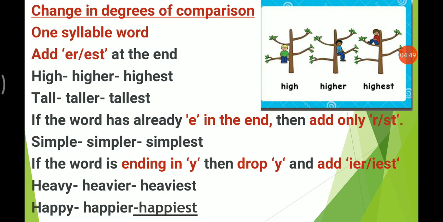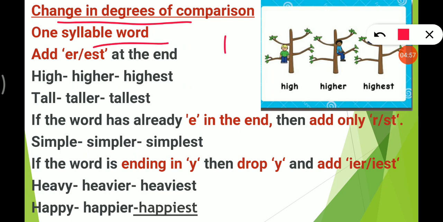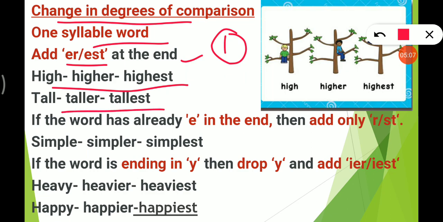Now here, how do we change the degrees? If there is a one-syllable word, then we just add er or est at the end. For example, high, higher, highest; tall, taller, tallest. And if a word is ending in e, then we just add r or st. For example, simple, it is ending in e, so we'll just add r, and here st.